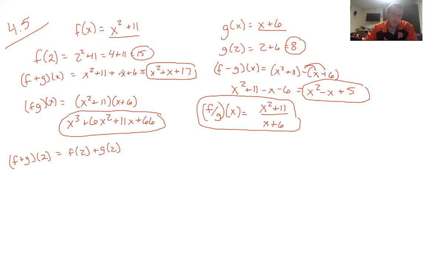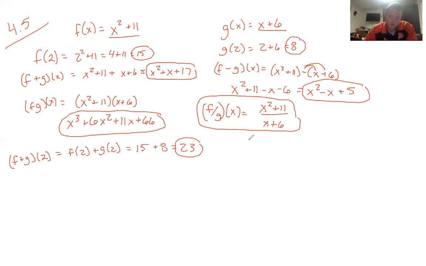So then I could find f of 2, which you plug in 2, and that's 15. And then g of 2, which I have right here, which is 8. And then I just add those two numbers together. So you plug it in this one, you plug it in this one, then whatever operation they have here, you just do whatever that is.